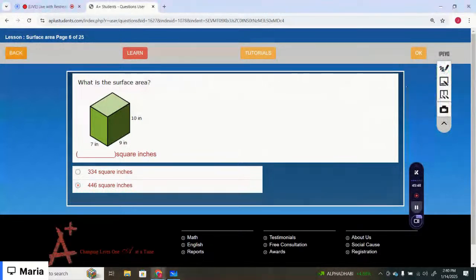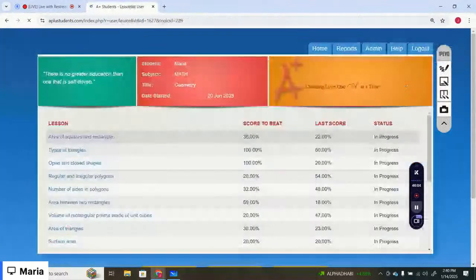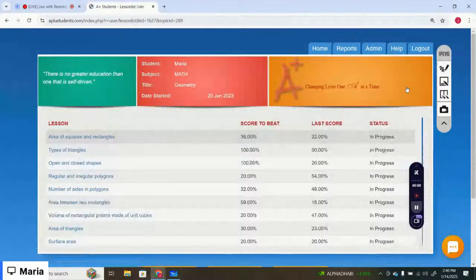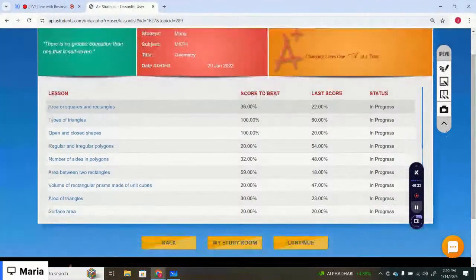Okay, you can complete the lesson by yourself later today. So we were working on grade 5 math. The chapter we were working on is geometry. The lessons we have covered today are area between two rectangles, volume of rectangular prism made of unit cubes, area of triangle, and surface area. So please make sure before the next session you complete all the practice questions for the lessons we just did. That is your homework until next session.